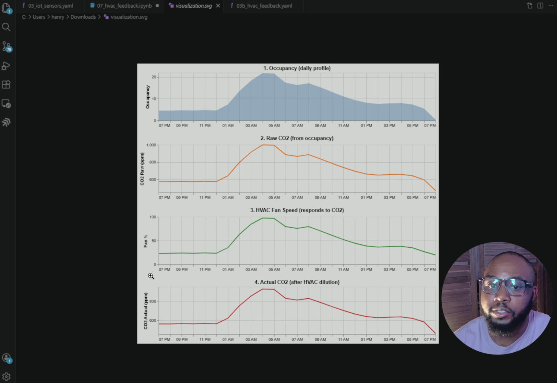This 4-panel chart tells the story. Basically, people arrive, CO2 rises, the HVAC system spins up, CO2 drops. People leave, CO2 falls, the HVAC system slows down and eventually gets to equilibrium. The gap between raw CO2 and actual CO2 is the HVAC system doing its job. Systems are not chaos and they're not silos, and your simulation should model the feedback.